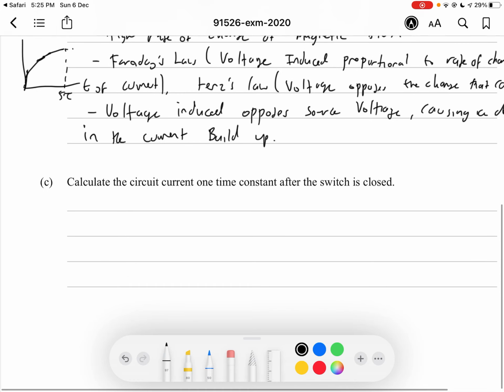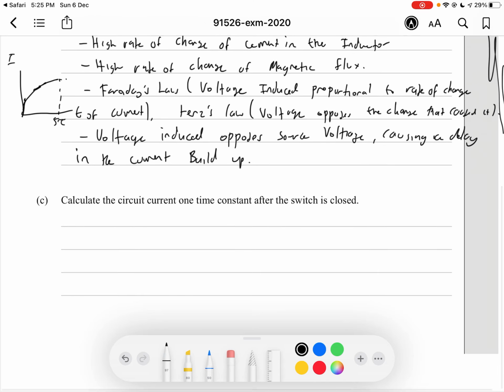Question C. Calculate the circuit current 1 time constant after the switch is closed. Alright, so you know that after 1 time constant, 63% of the maximum current will be reached. And you can actually just use a formula if that's easier for you to remember. The formula is I equals the maximum current; this is current at any time, so that's I of t.